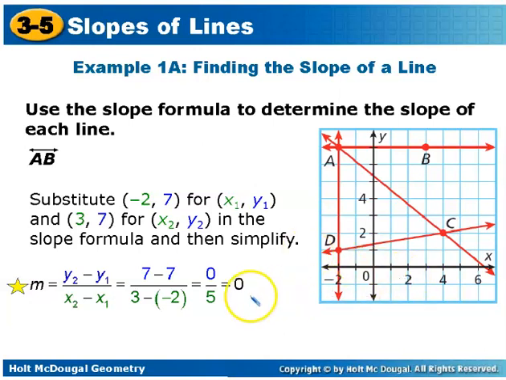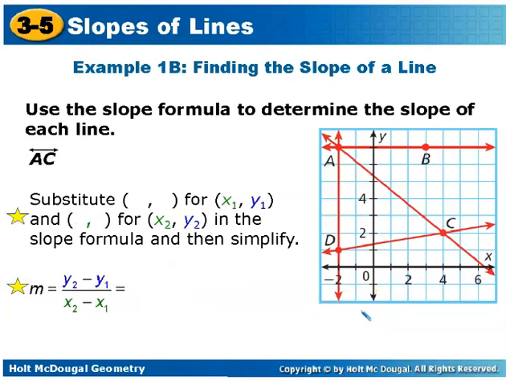Now, with this value of 0, to me it makes sense, right? I'm not going up, I'm not going down. It just has a 0 slope, a nothing. So it's flat in a horizontal line. So anytime you get a 0 slope, you're going to think of horizontal lines.